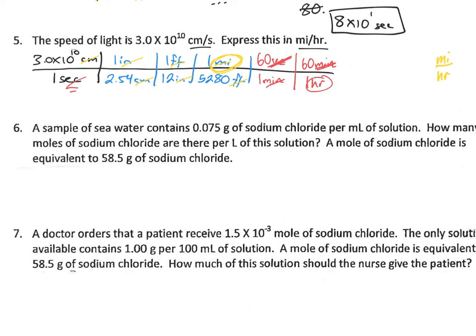Final answer in the calculator, we get 671080887.6. A lot of digits. We're going to round to two significant figures. I'm looking at the 3.0 from the beginning. So 6.7 times 10, if you count, that is times 10 to the 8th miles per hour.